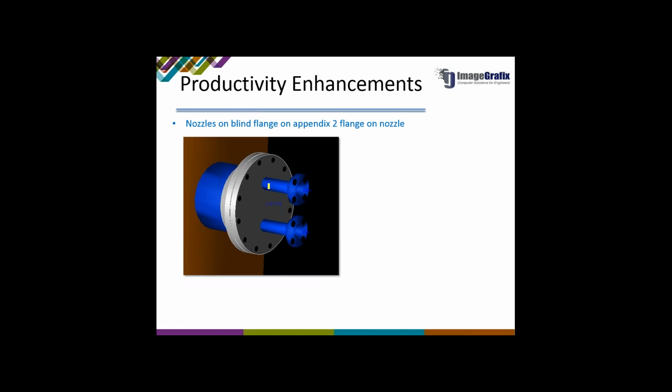Then the next is, now you can model a nozzle on the blind flange. In the earlier version, when we used to model a nozzle with the blind flange, we were not able to attach the nozzle onto it, because PV Elite does some modeling based on the node numbers. When we used to attach a flange to the nozzle, the flange did not have a node number in the earlier version. That is the reason the modeling of the nozzle onto that blind flange was not possible.